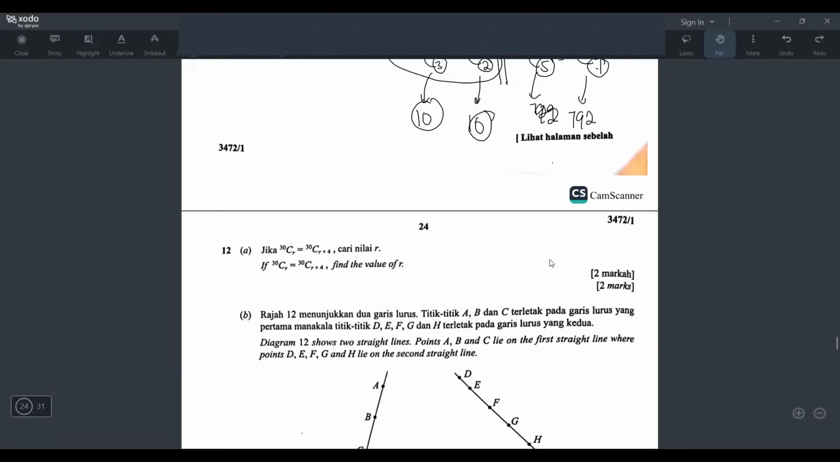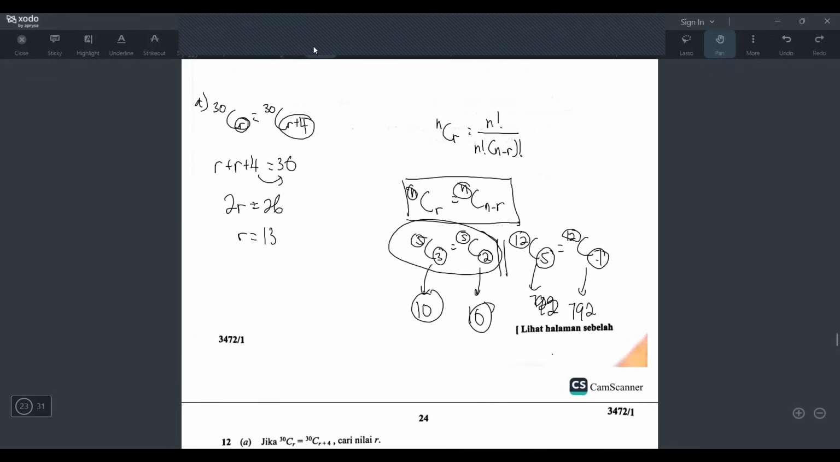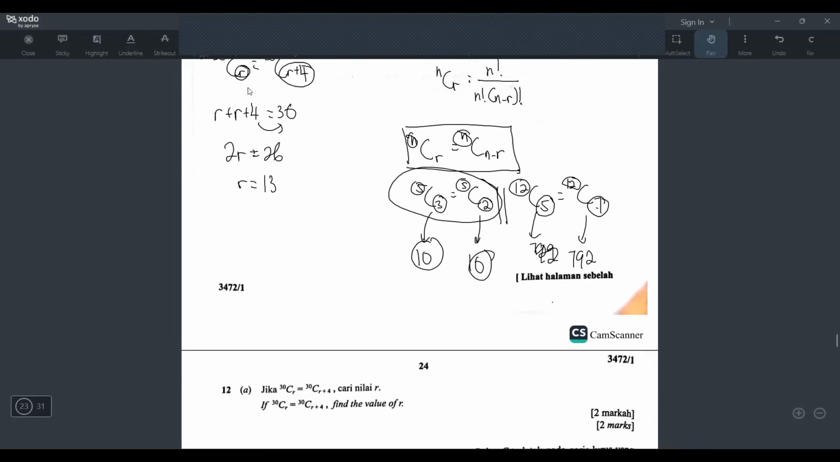And it's only worth 2 marks. So this is enough, okay? So I hope you understand my explanation here also, all right? So this question actually we will not use this formula, okay? Because there's only 2 marks and this is the better way to do it, okay?